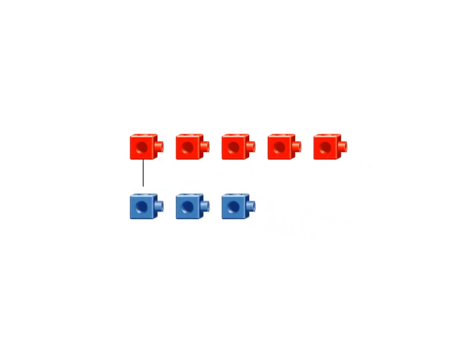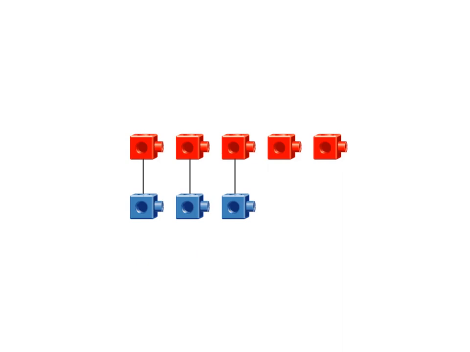Some may even draw lines to help. Then they count the red cubes that do not have a match. 1, 2. So, Lori sees 2 more red cars than blue cars. These students have used a model to compare how many more red cars are in one group than the other. They have a foundation for developing an understanding of subtraction as comparing.